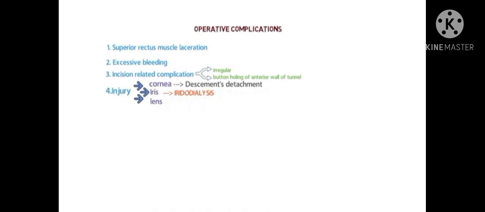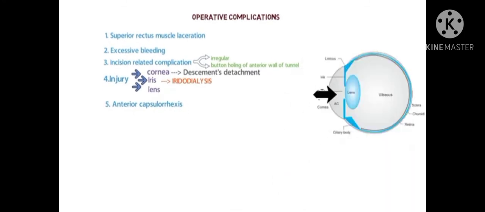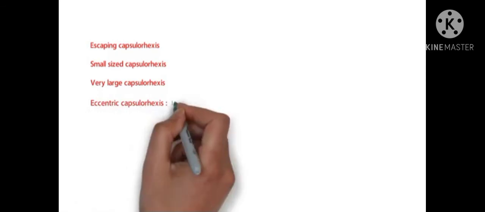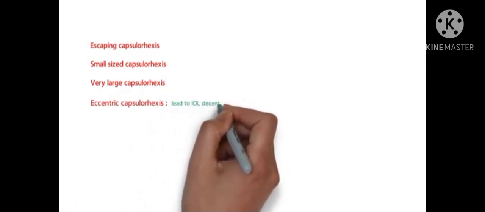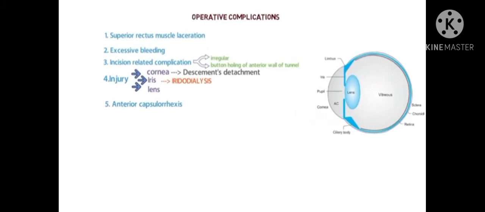Then there are complications related to anterior capsulorhexis, because first there is the anterior capsule. So there might be a problem like an escaping capsulorhexis, a small capsulorhexis, or a very large capsulorhexis, which may cause problems for the placement of the intraocular lens. And remember that an eccentric capsulorhexis can lead to intraocular lens decentration at later stages. So these are the problems due to anterior capsulorhexis.